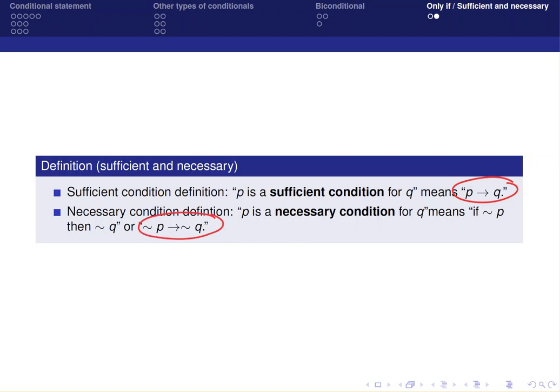So again, like I said, these are a little bit less common. I don't tend to use them very often. I try to stick with the if-then regular conditional, but there are homework assignments or other theorems or other instructors that love these things, so it's a good idea to know them.